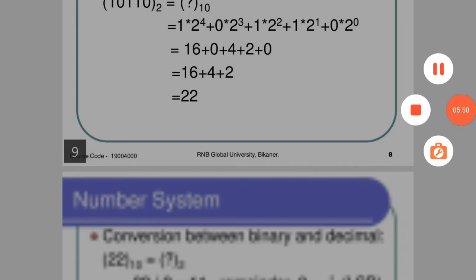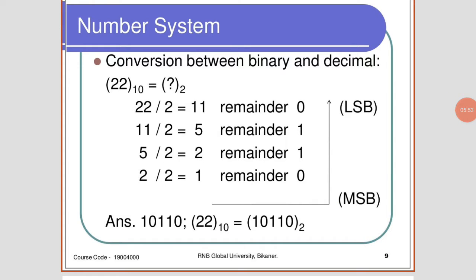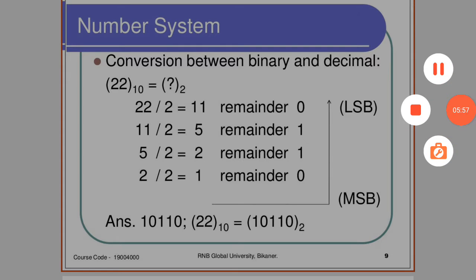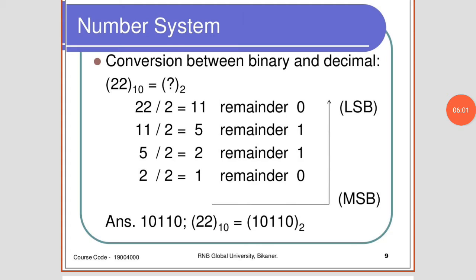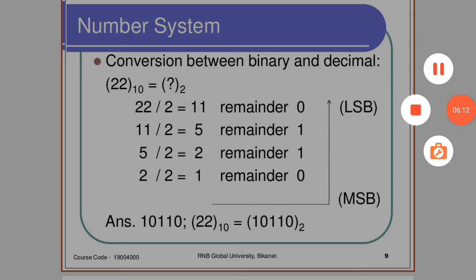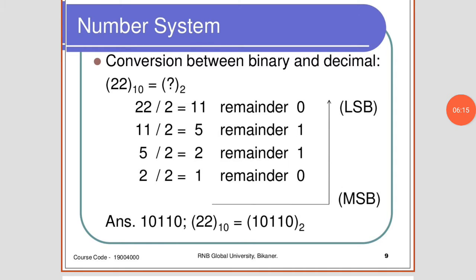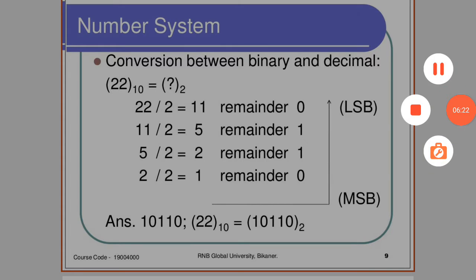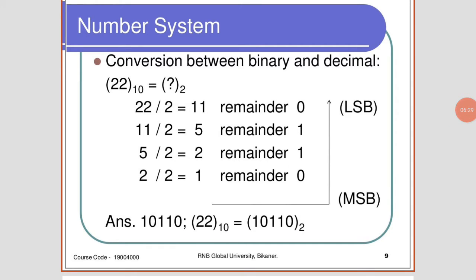After that we see the conversion between decimal and binary. 22 to the base 10 is equal to how much in binary? 22 divided by 2 is 11, remainder 0. 11 divided by 2 is 5, remainder 1. 5 divided by 2 is 2, remainder 1. 2 divided by 2 is 1, remainder 0. Then 1 divided by 2 is 0, remainder 1. Reading the remainders upward, the answer is 10110. So 22 to the base 10 is equal to 10110, the binary number.